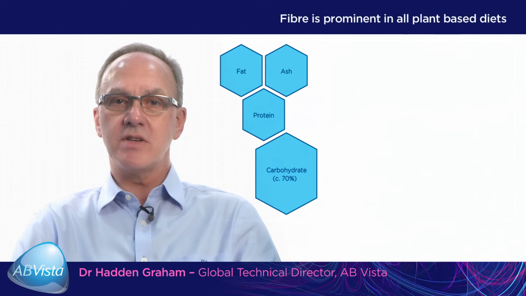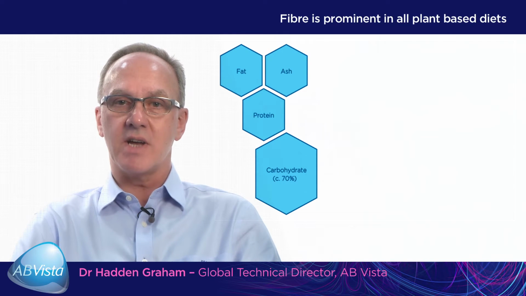So why am I interested in dietary fibre and carbohydrates? Well, if you look at the dry matter of most compound feeds, you will see somewhere around 5% or less ash, around 5% fat, and maybe 20% protein. That leaves 70% unaccounted for, and that 70% is primarily carbohydrates.